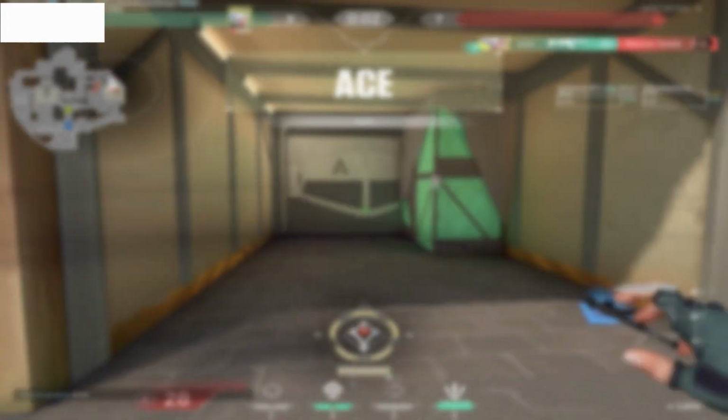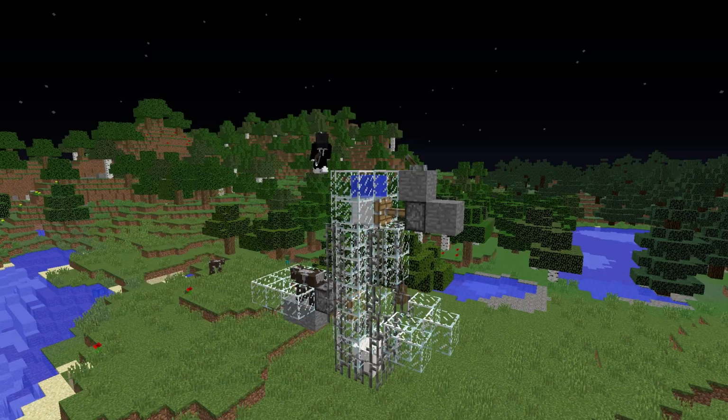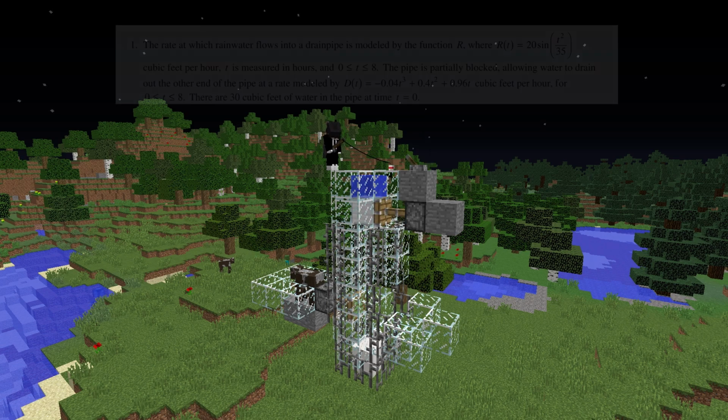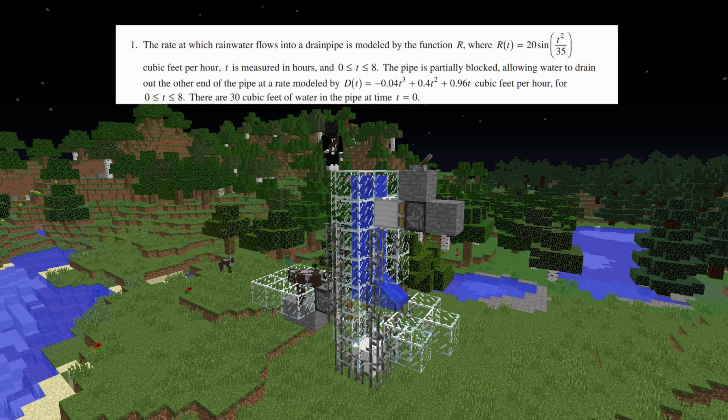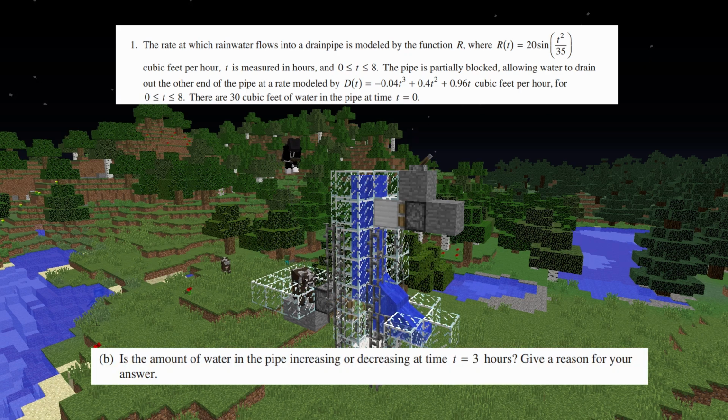Before I show you what the other problem is, I want to see if you can spot it first. Now I'm going to present two different scenarios, and I want to see if you can spot the difference between the two questions. Going back to the 2015 AP Calculus exam, water is flowing down a drain pipe at a rate r of t, and water is being drained at a rate of d of t. The question now, is the amount of water in the pipe increasing or decreasing at time t equals 3 hours? Give a reason for your answer.